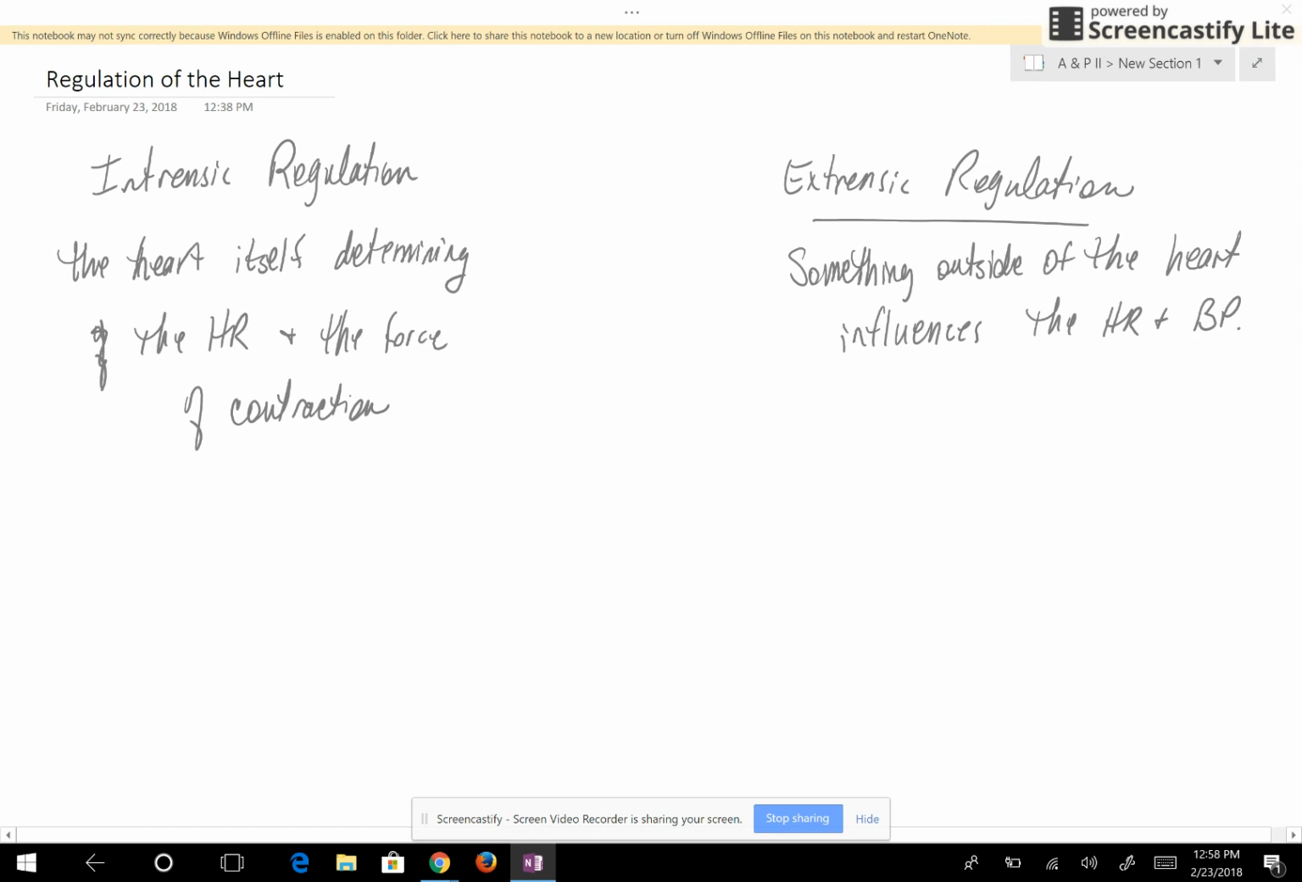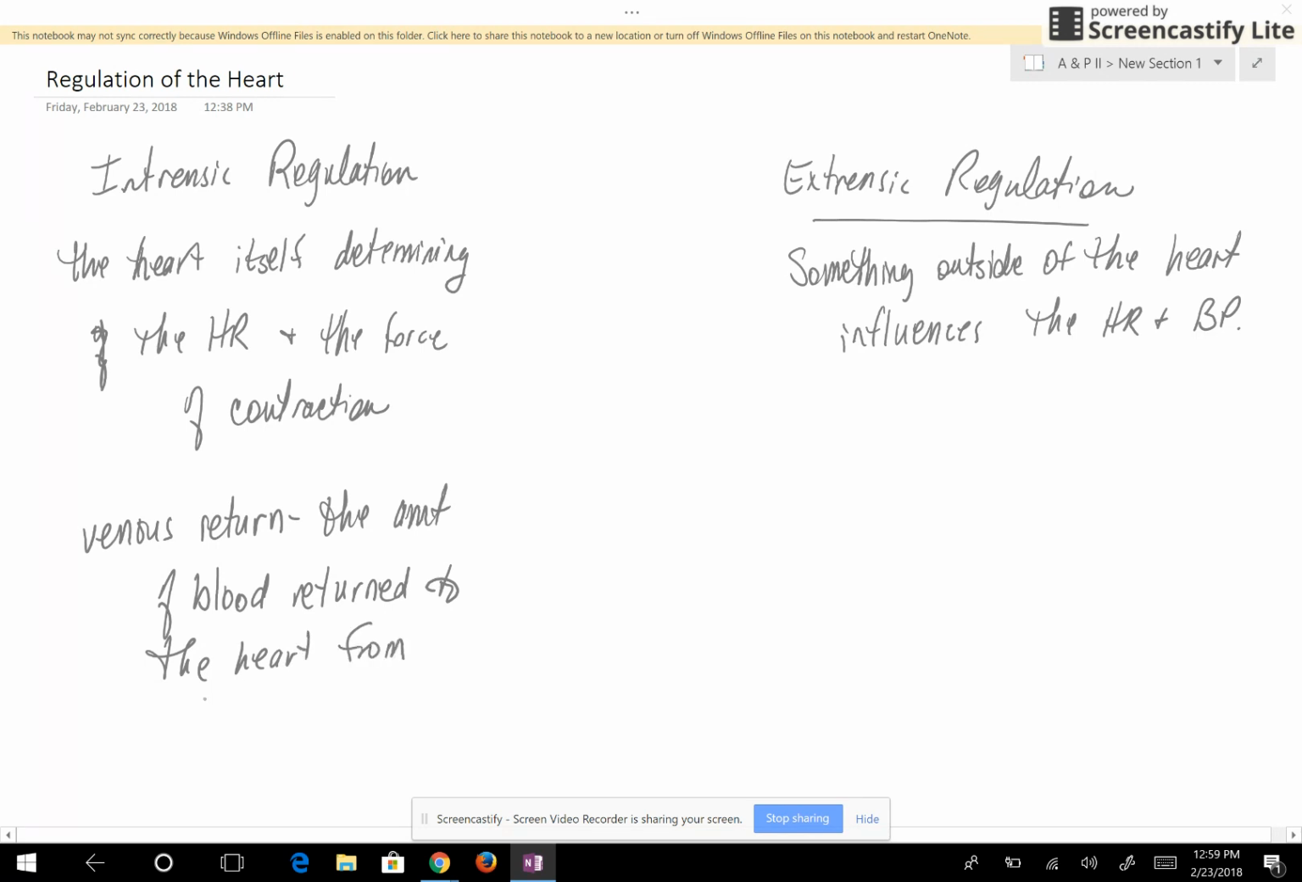Intrinsic regulation is basically going to depend on venous return. In venous return, or the definition of venous return, this is the amount of blood returned to the heart from the veins.